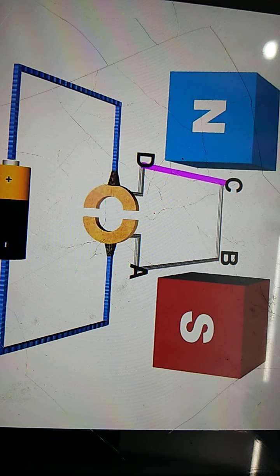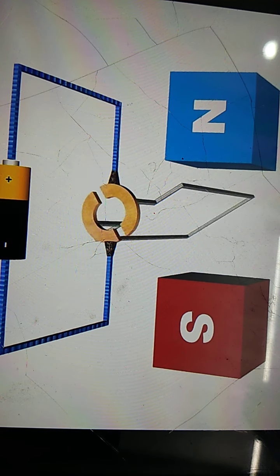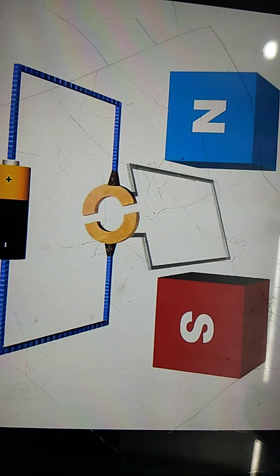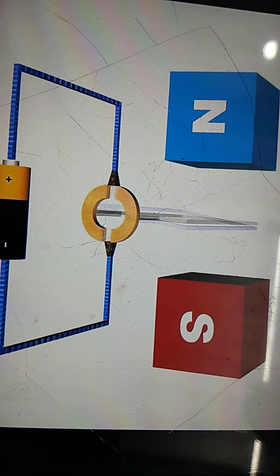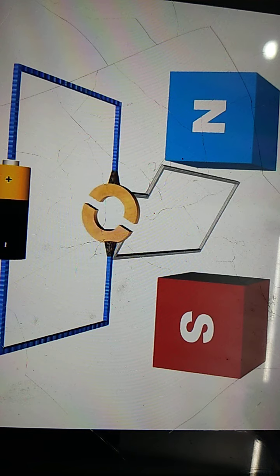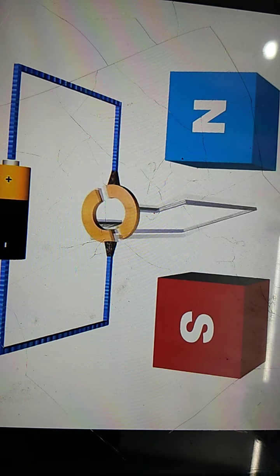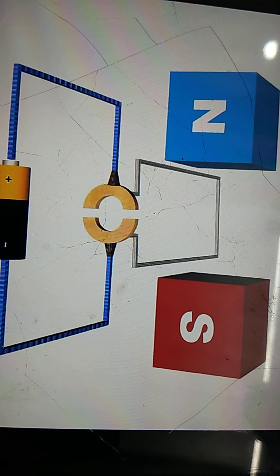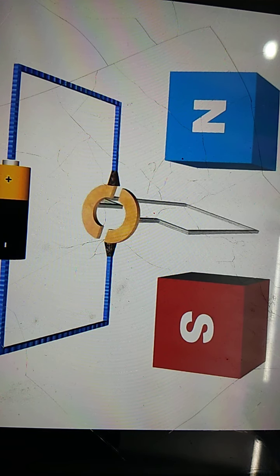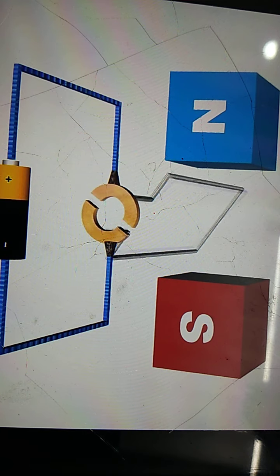And if you attach anything with this armature, that also starts rotating. So we attach our fan with this armature, and that fan starts rotating. We attach our washing machine's blades, and that washing machine also starts rotating. And this way an electric motor works. So you can see here, and I will also send you the model of the electric motor.